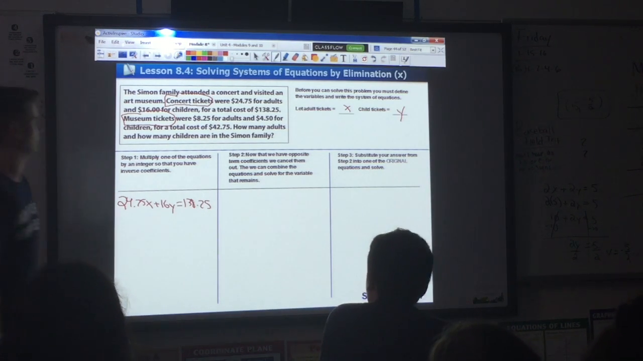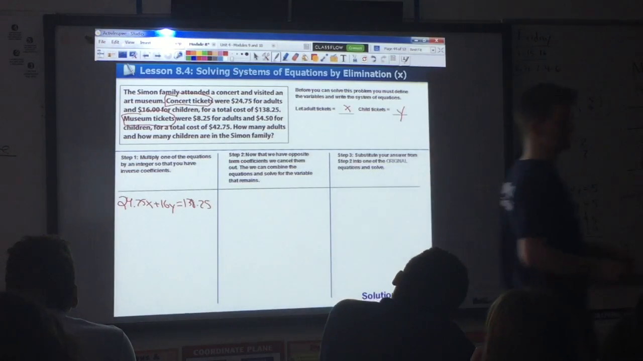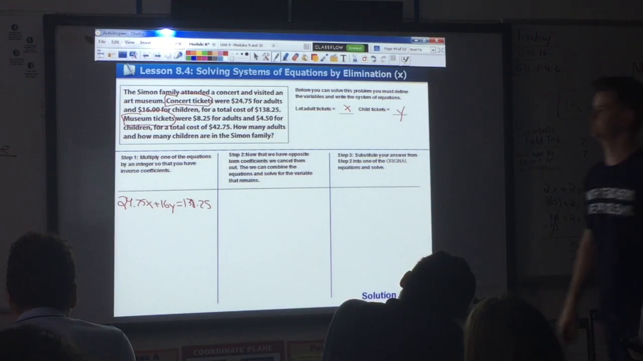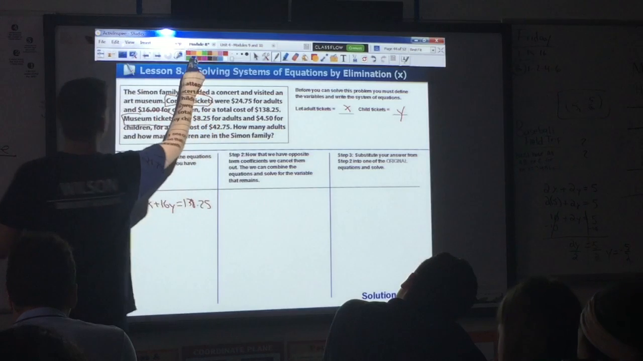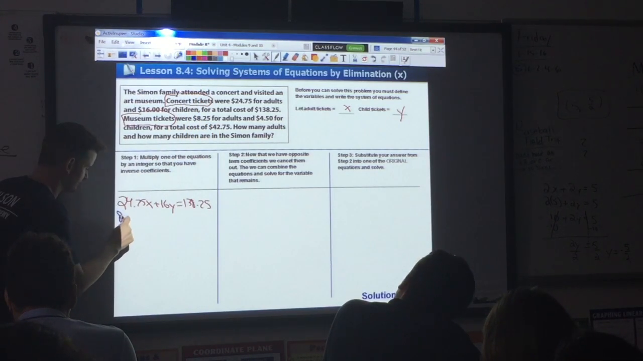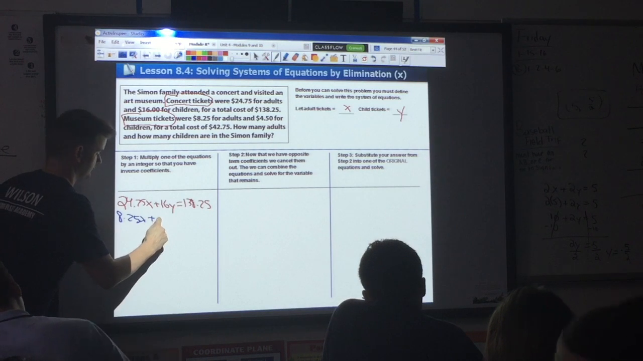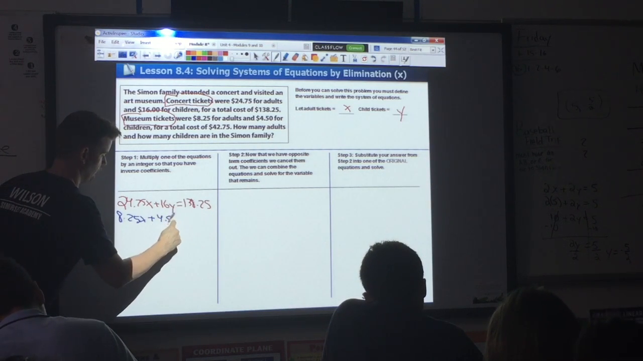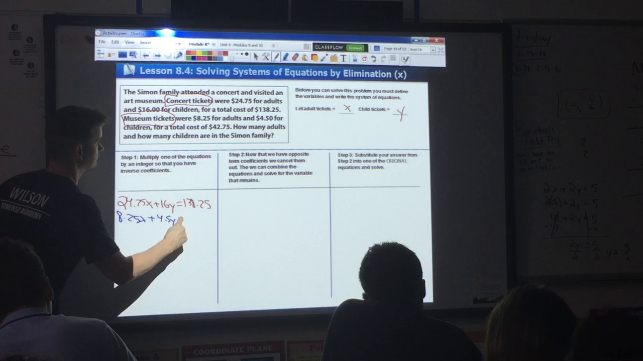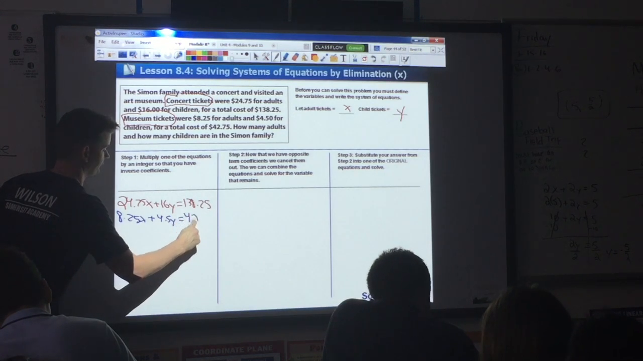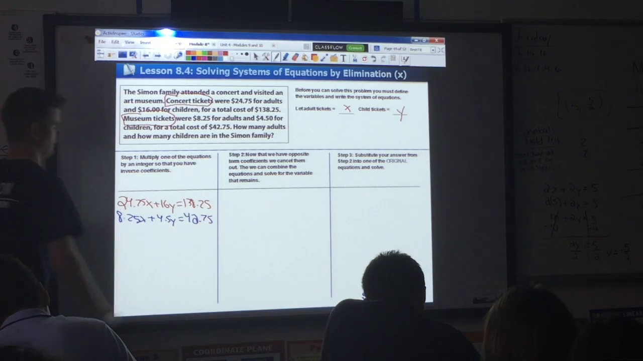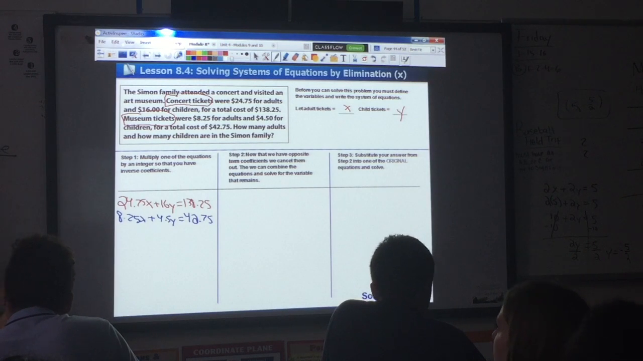Once I have that, I need to go and write an equation for the museum. Mr. Santana, what do you got for the museum? 8.25x plus 4.5y is equal to 42.75. All right.